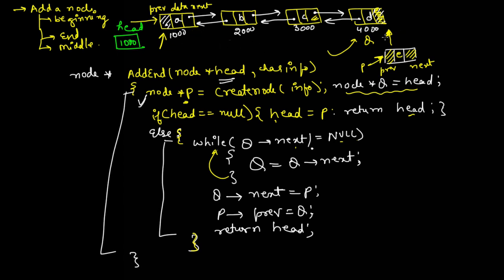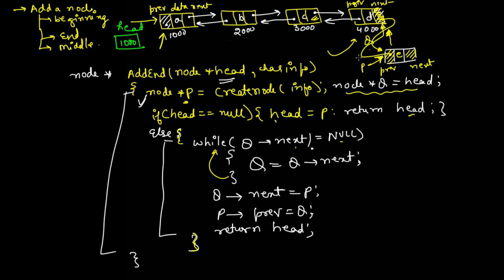So after this, Q will be pointing to the last node of the linked list, and the last node of the linked list has this next part and the previous part. Now how will you add a node to the end of the linked list? To add this node, you have to store the address of this node into this position. That means you have to make the last node point to this node, and you have to make this node point to the last node.